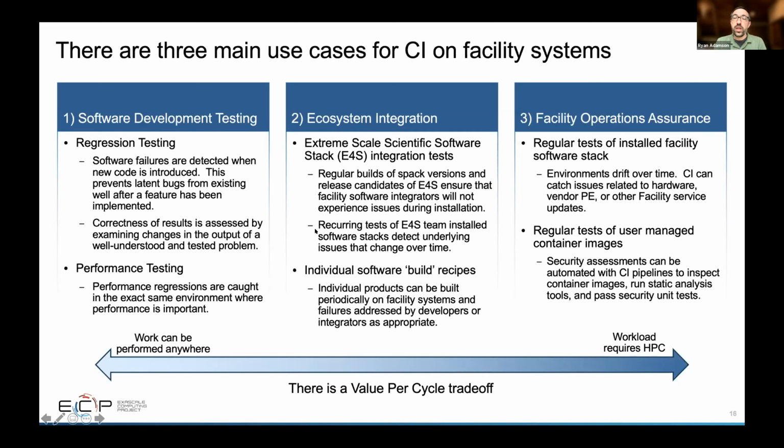Okay. When you jump onto the facility operations assurance side, especially where your installed software stacks may not be changing if a new release of E4S hasn't come out, but your compilers or your communications libraries or vendor-supplied software has changed after a downtime and a reboot, this environment drift can be detected by having good continuous integration practices of a V&V suite. And so this is one of those things where you do need to do this work on an HPC system. And so it just makes sense to understand the value per cycle trade-off as we're trying to target the right place to run our testing.